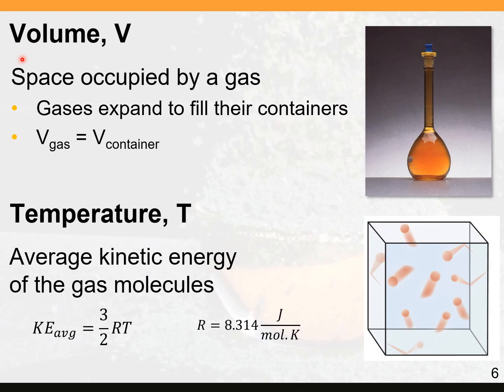Volume of a gas is the space occupied by it. Since gases expand to fill their containers, the volume of a gas can be found by measuring the volume of the container. If the volume of the container is given, that is equal to the volume of the gas.